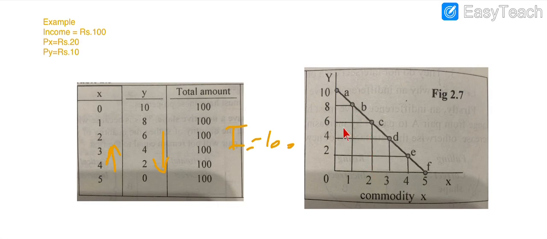Then 6 units of Y and 2 units of X. This is your point C. And these are all the points A, B, C, D, E and F. These show the pairs of X and Y which the consumer can purchase within his budget.